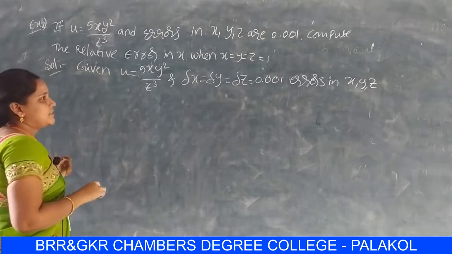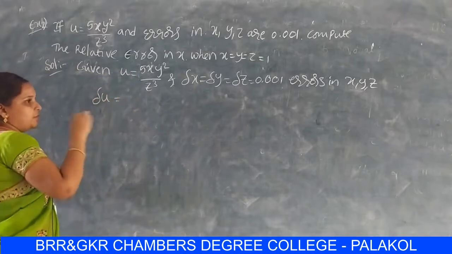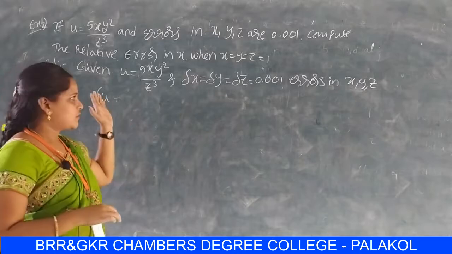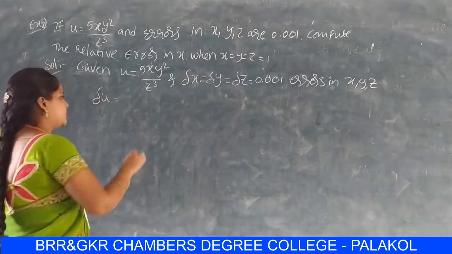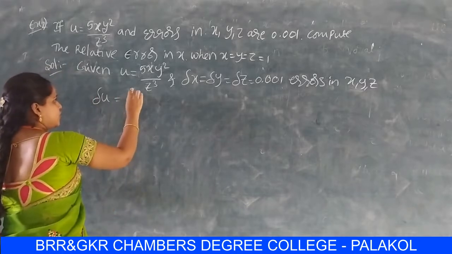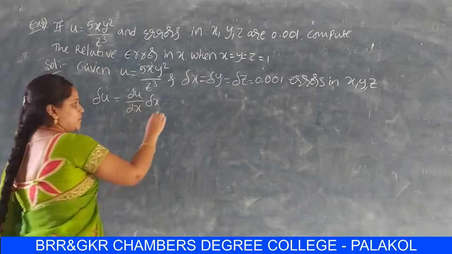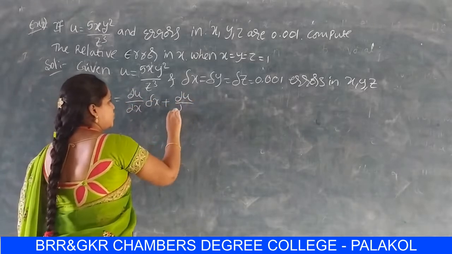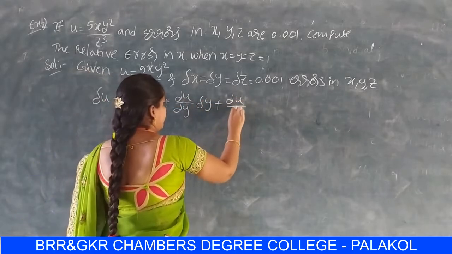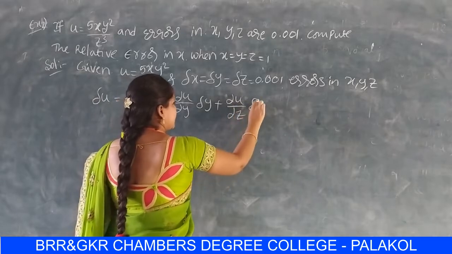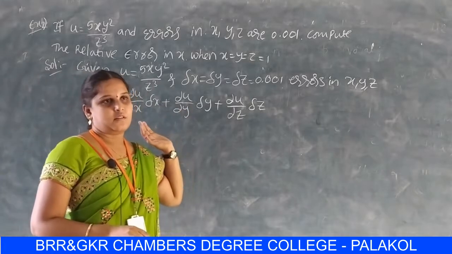Now the next general error formula is for delta u. Before, the problem was for delta r, but now this problem is indicated with u. Now delta u is equal to dou u by dou x into delta x plus dou u by dou y into delta y plus dou u by dou z into delta z. This is also a general error formula.